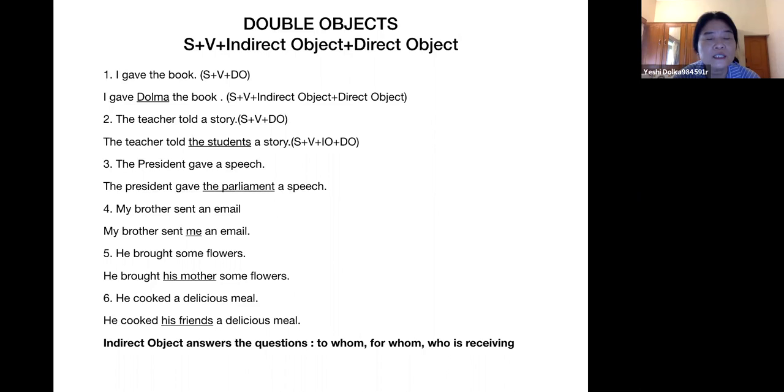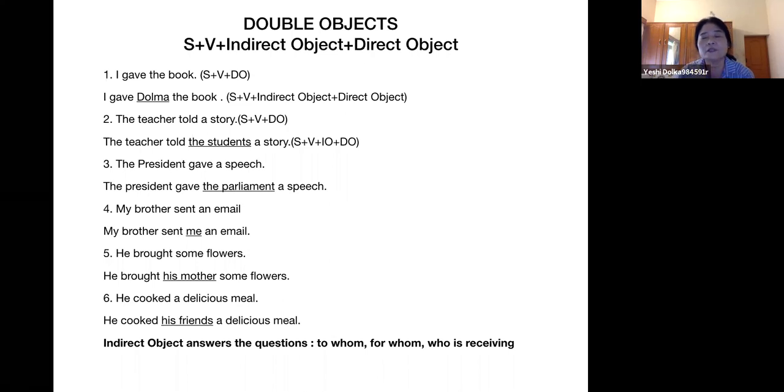He cooked a delicious meal. Who did he cook the meal for? He cooked his friends a delicious meal. All right, so these are examples of indirect objects.